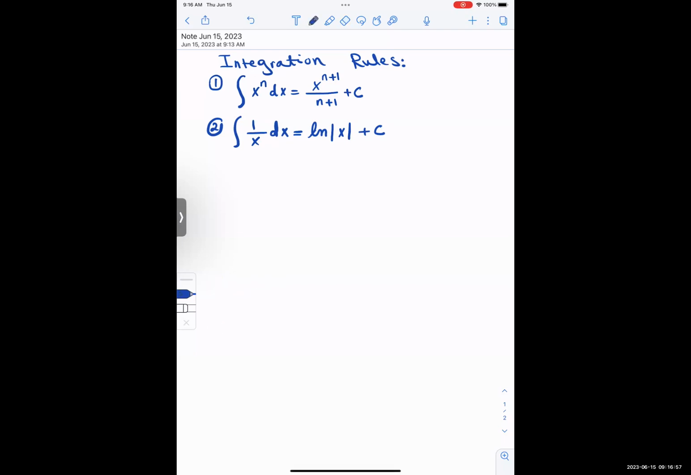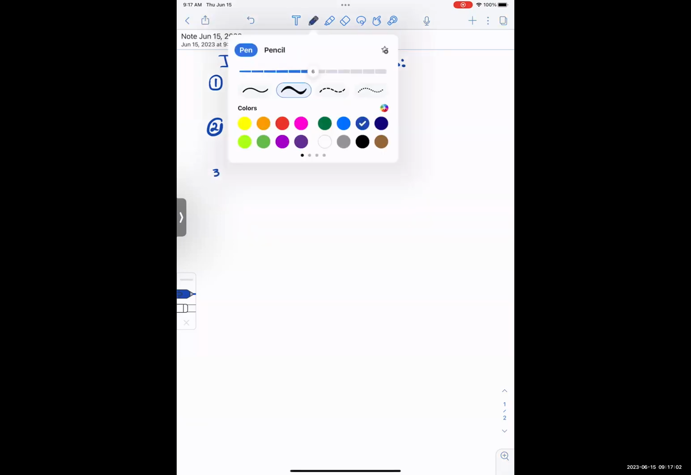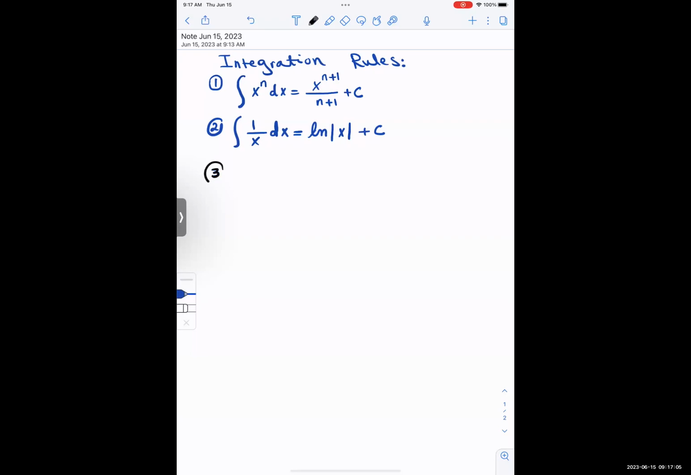Number 3. Let me alternate colors so it's going to be nicer. Every 2 I alternate. e to power x dx. Integral of e to x dx is the same thing as e to x plus c. Identity: derivative of e to x is e to x, integral of e to x is e to x.